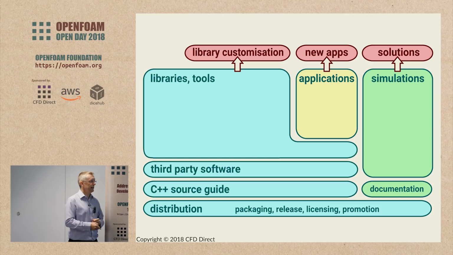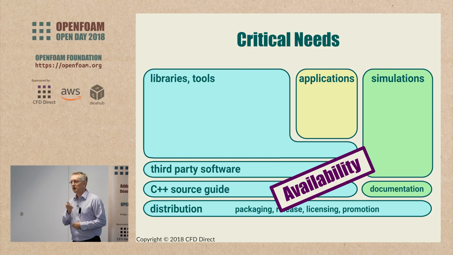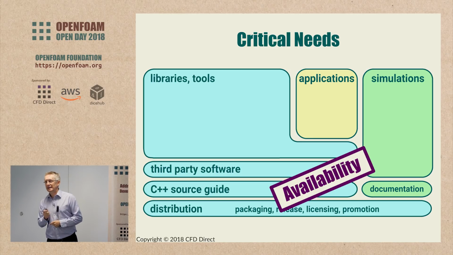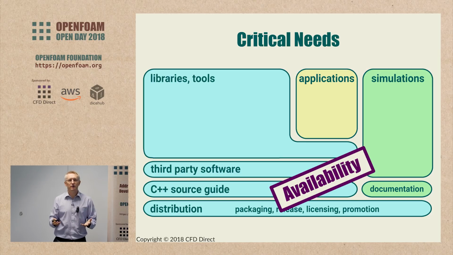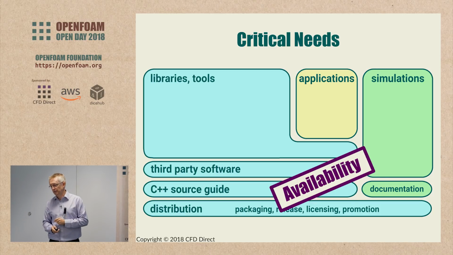And you need then, overall, certain things. The one that's most overlooked is availability. Can I get the software? Where do I get it from? How do I get it? How do I know it's there? All that sort of stuff. So that's the first critical need, availability.